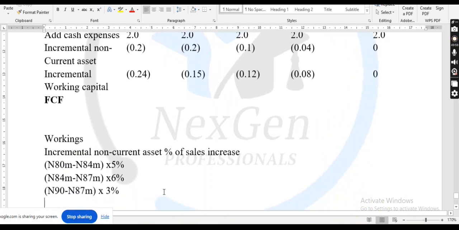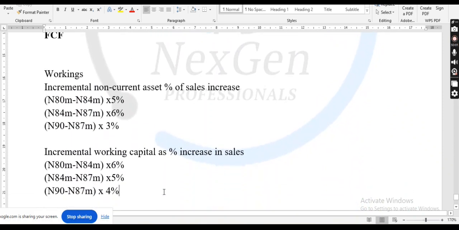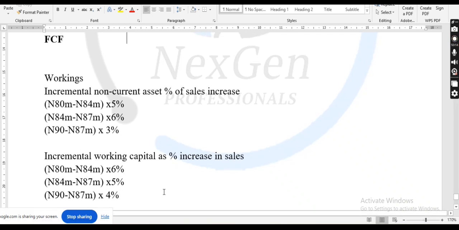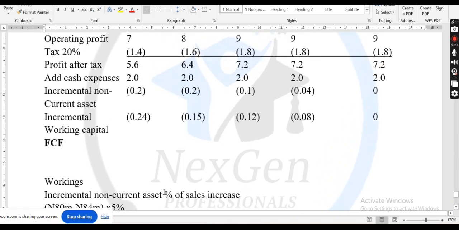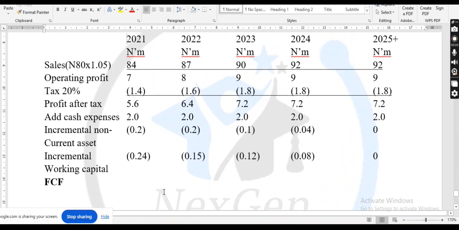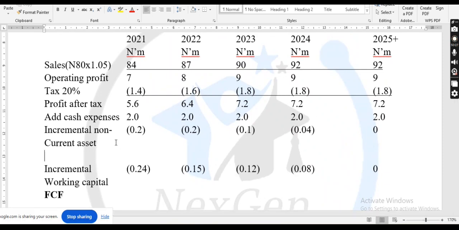90 minus 87. 90 minus 87 times 4%. What do you have? 0.12. Understand? Okay. And we forgot to add a replacement. It's not for working capital I'm talking about. It's for non-current assets.